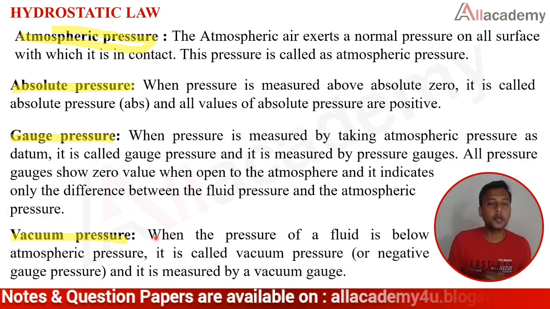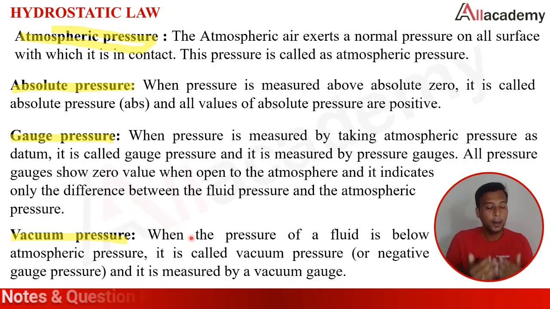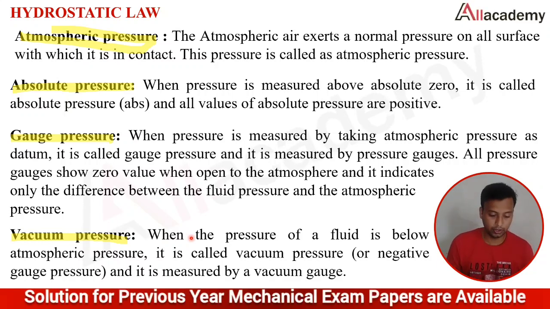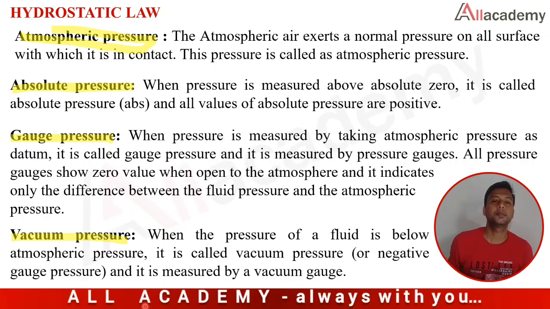Now what is vacuum pressure? A vacuum pressure is the pressure of a fluid below the atmospheric pressure. Generally it is also called negative gauge pressure, and it is measured by a vacuum gauge. A pressure below the atmospheric pressure is known as vacuum pressure.